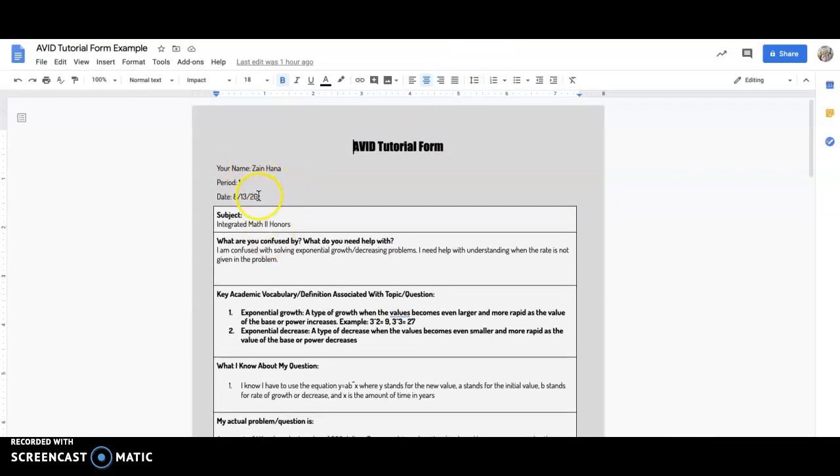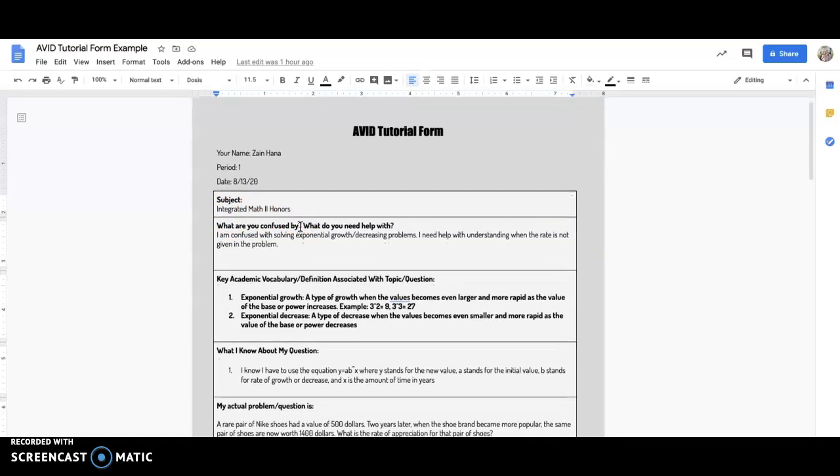He put his name, his period, the date. And then the first thing I want to note is the subject. Notice that Zane put Integrated Math 2 Honors. He didn't put math. He didn't put English. He didn't put science. He put his exact class. So when you fill this out, please tell us the exact class that you are in because that will help us determine which group we need to put you into. So Integrated Math 1, Integrated Math 2, and so on and so forth.